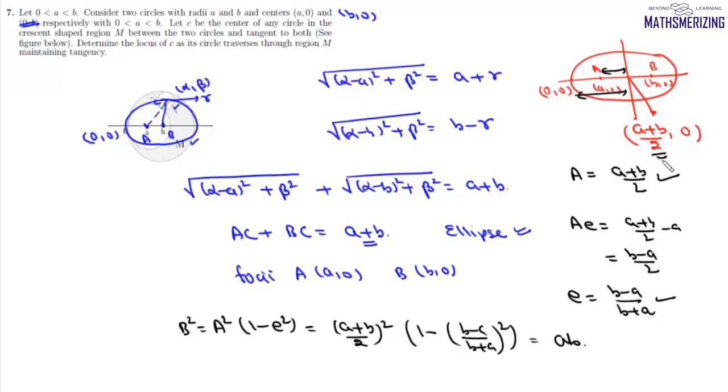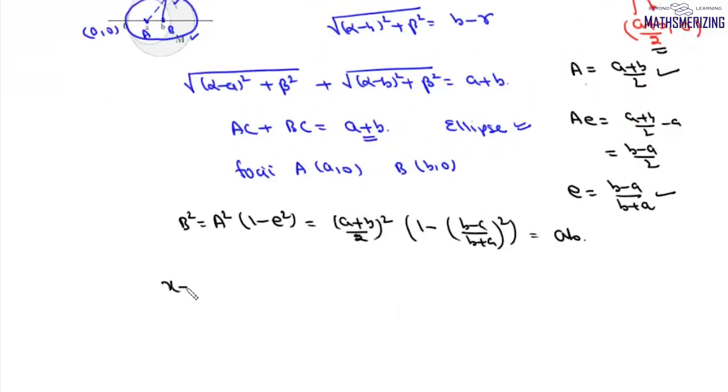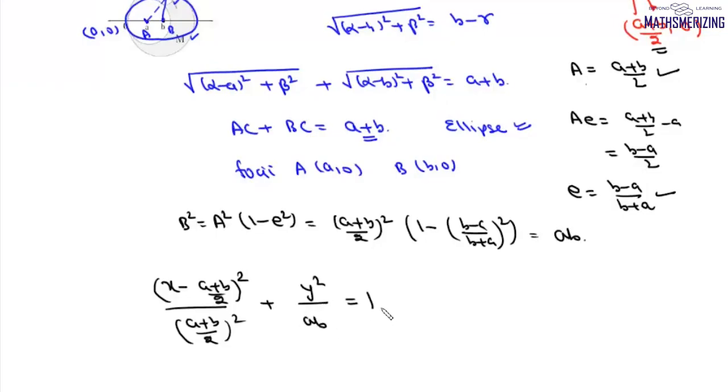Now once we have the center and we have a and b, we can write the equation of this ellipse as (x minus (a+b)/2) whole square upon a square, which is ((a+b)/2) square, plus y square upon b square, which is ab, and it'll be equal to 1, and that is the locus of this circle.